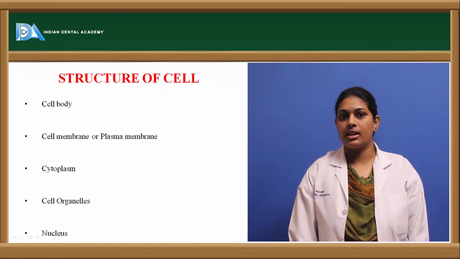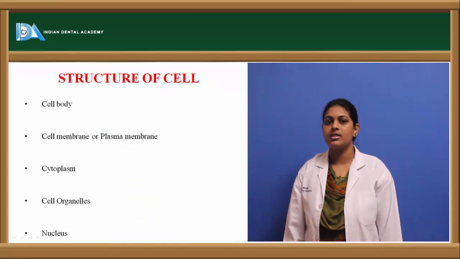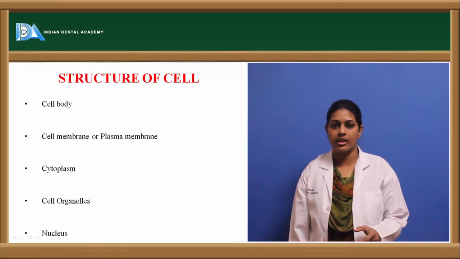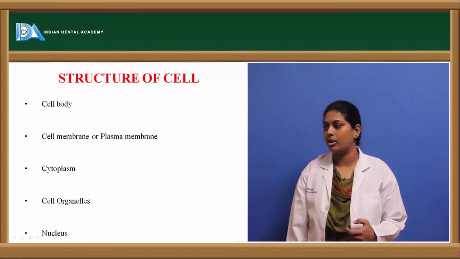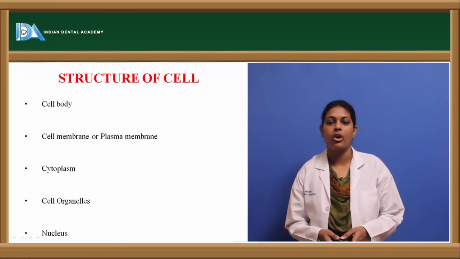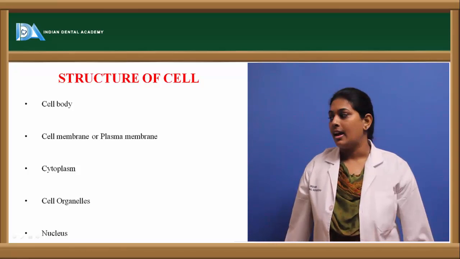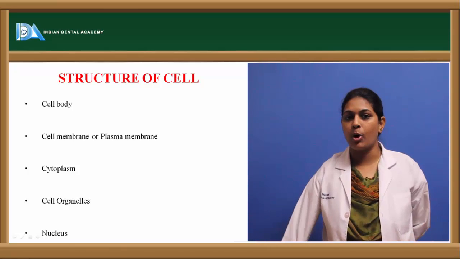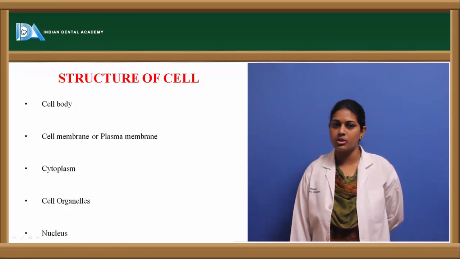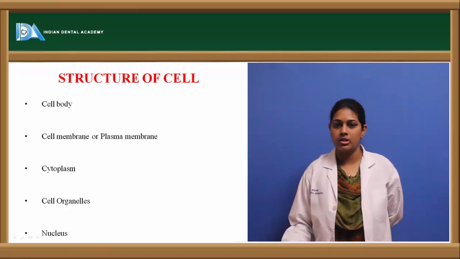Coming to the structure of the cell, it constitutes the cell body, which is the main part that contains all the cell organelles, cytoplasm and all those structures. This cell body is covered by a cell membrane, otherwise also known as the plasma membrane. Within the cell body, there is cytoplasm. Cytoplasm is a fluid gel-like substance in which the cell organelles are present.